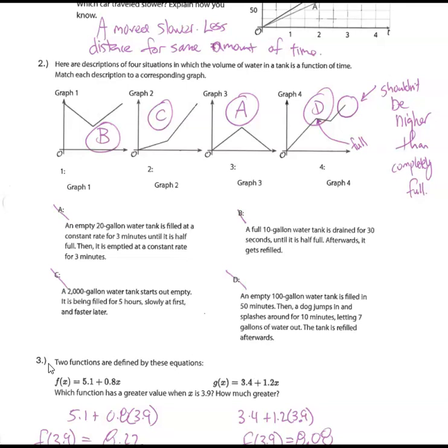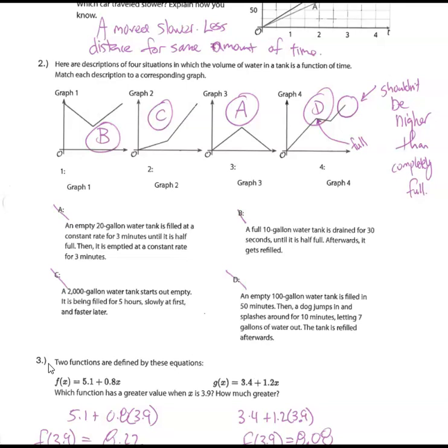If with that point where I have the arrow saying that is full, it can't get any higher than that. So that was just a little odd. So number 1 made sense for B. A full 10-gallon tank is drained 30 seconds till it's halfway. Then afterwards it is refilled. That makes sense for that graph.